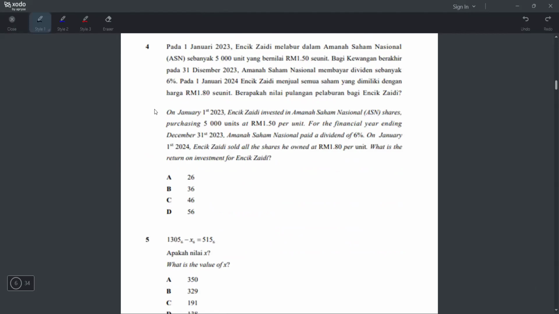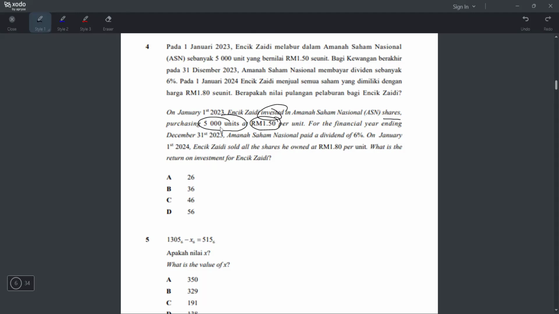Okay, let's do number 4. I think this is Form 3, Chapter 3, the Savings and Investment chapter. Okay, the ROI. Okay, yeah, this one they ask for ROI. Okay, and January 1st, 2023, Encik Zaidi invested in Amanah Saham Nasional ASN shares. So he invests. Invest means like beli lah, beli like labor, melabur. It means like you spend money, so you spend money to buy some shares, purchasing 5,000 units at 1 ringgit 50 cents per unit. So I can already find the initial investment.